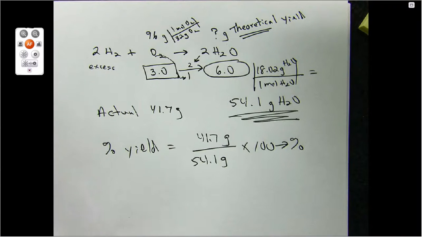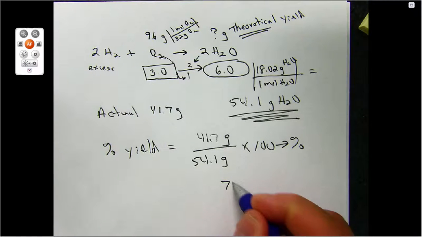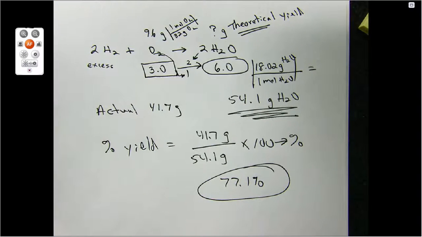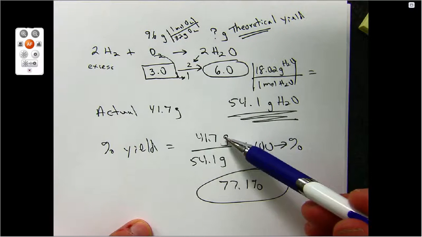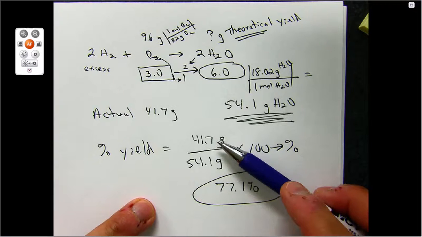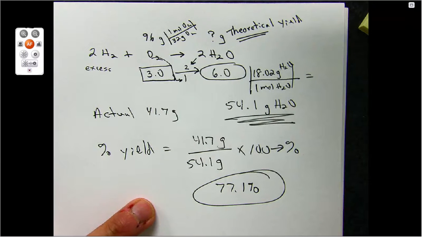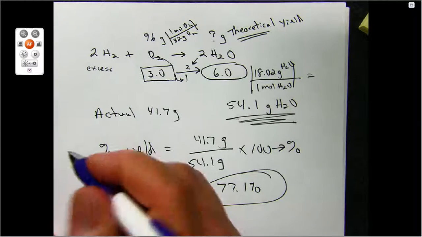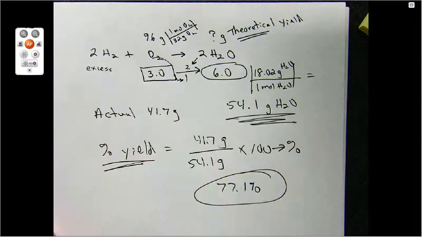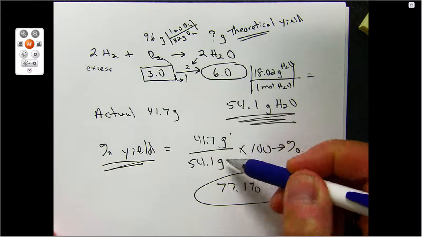So this particular calculation comes out to be 77.1%. You cannot get over 100% yield. So if you've got the numbers, make sure your smaller one goes on top, because you should not get over 100% yield. So again, this is percent yield. It is actual or experimental divided by theoretical.